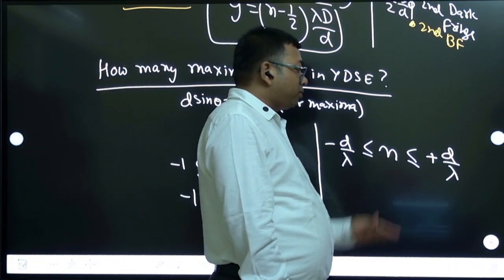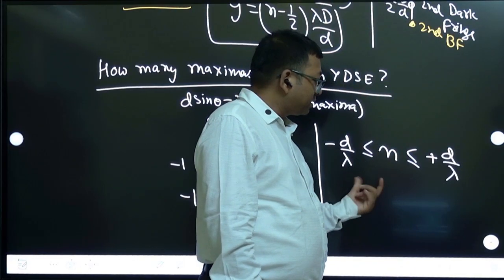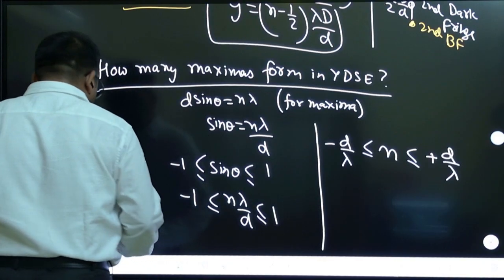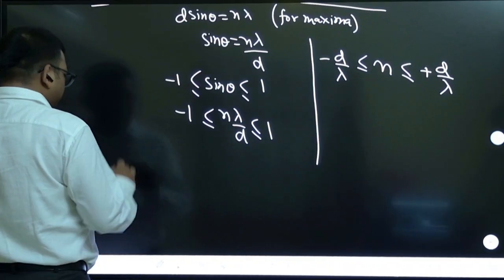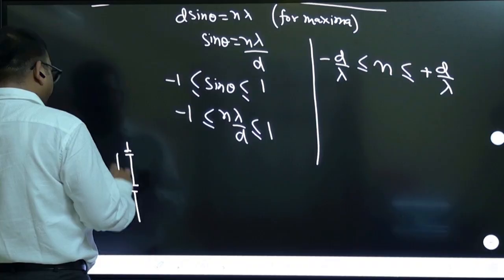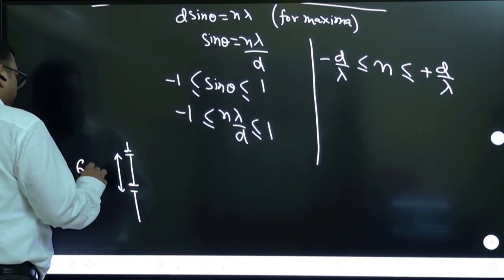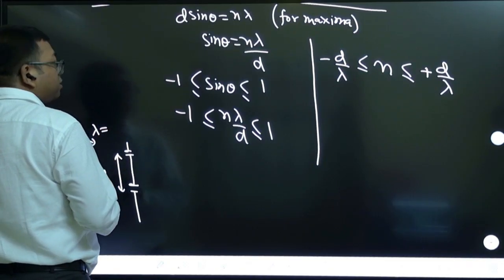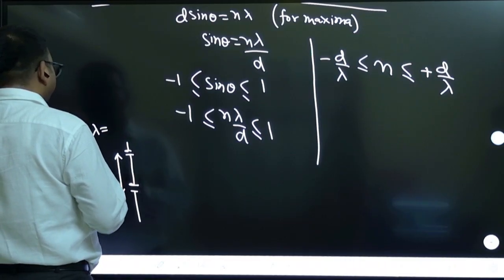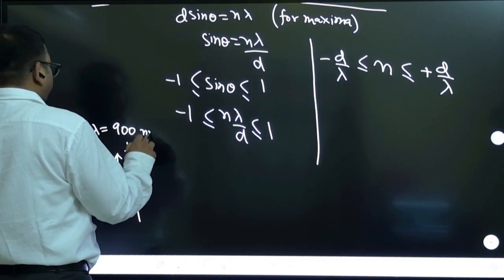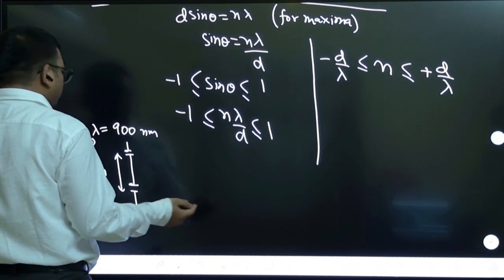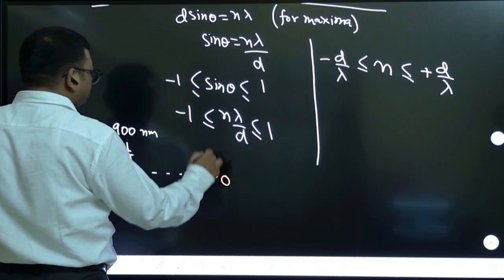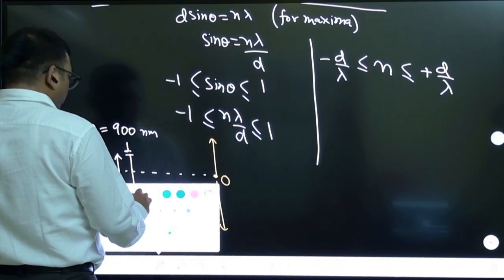Of course, note that one side is above and one side is below. That's why minus is for below and plus is for above. But let's take one example. Suppose they give the distance between the slits as, let us say, 6 millimeters, and the wavelength of light used, lambda, is, let us say, 900 nanometers. And they ask how many maxima come, the total number of maximas. This is the central bright fringe. Some maximas will be above, some below, so we have to count the total number.